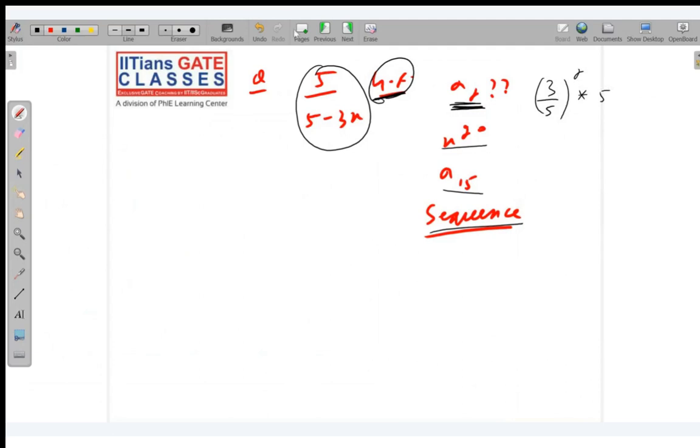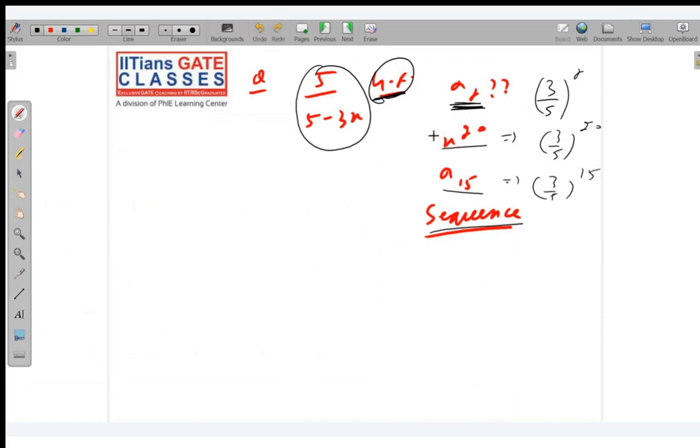No need to multiply by 5, because if we do, we will divide by 5, so we get this only. So a r is 3 by 5 power r. What about the x power 20 coefficient? 3 by 5 power 20. What is a15? 3 by 5 power 15. The coefficient of x power 20 is asked in the problem.